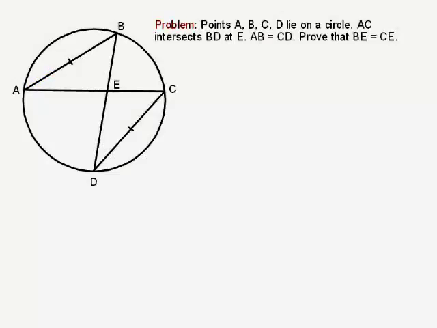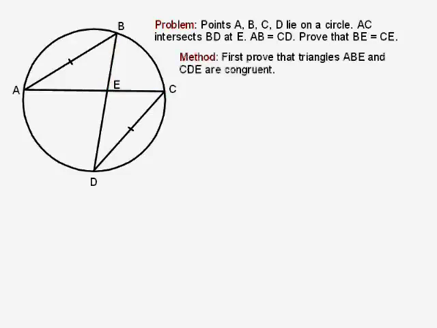Now let's have a look at this rule in practice. Here we have a problem: a circle with points A, B, C, D on the circle, and the line AC intersects BD at the point E. And we have to prove that BE, that line there, equals CE, that line there.